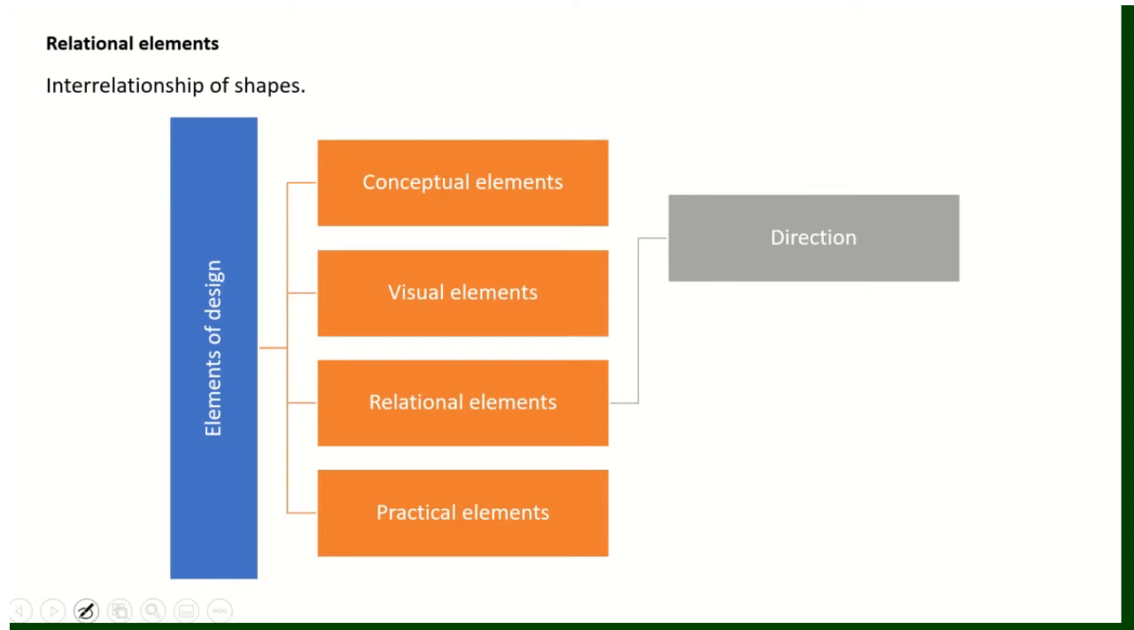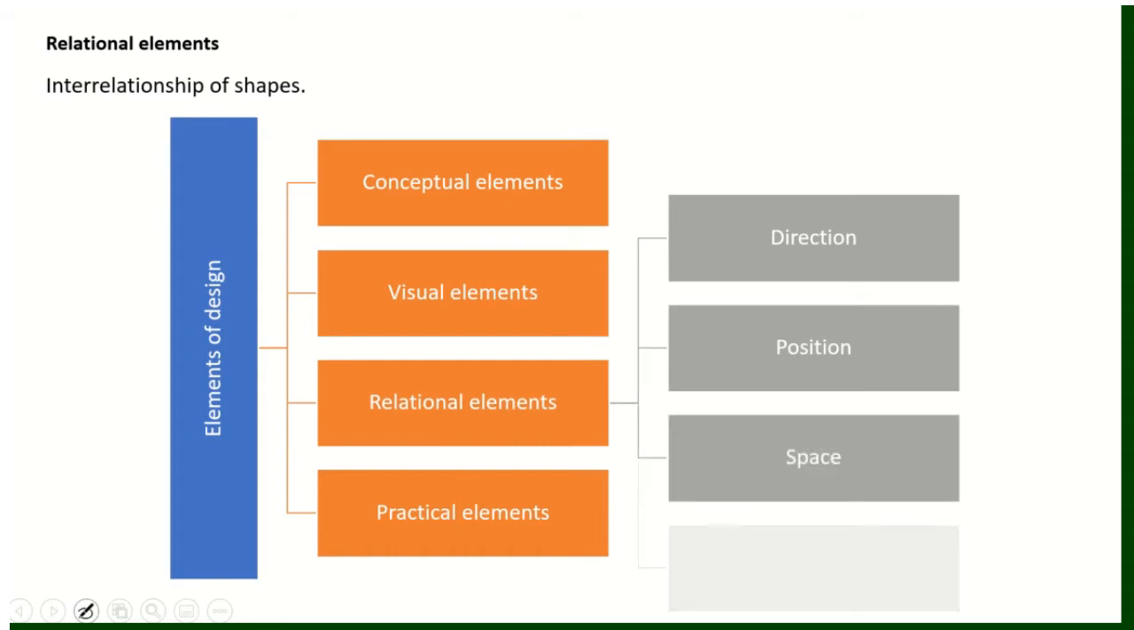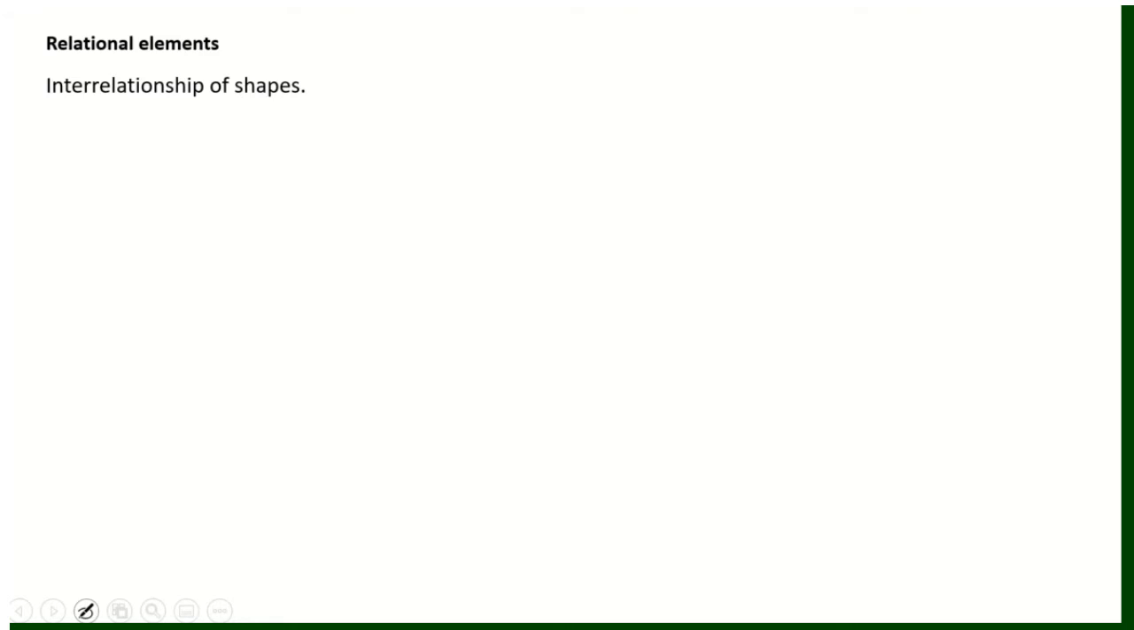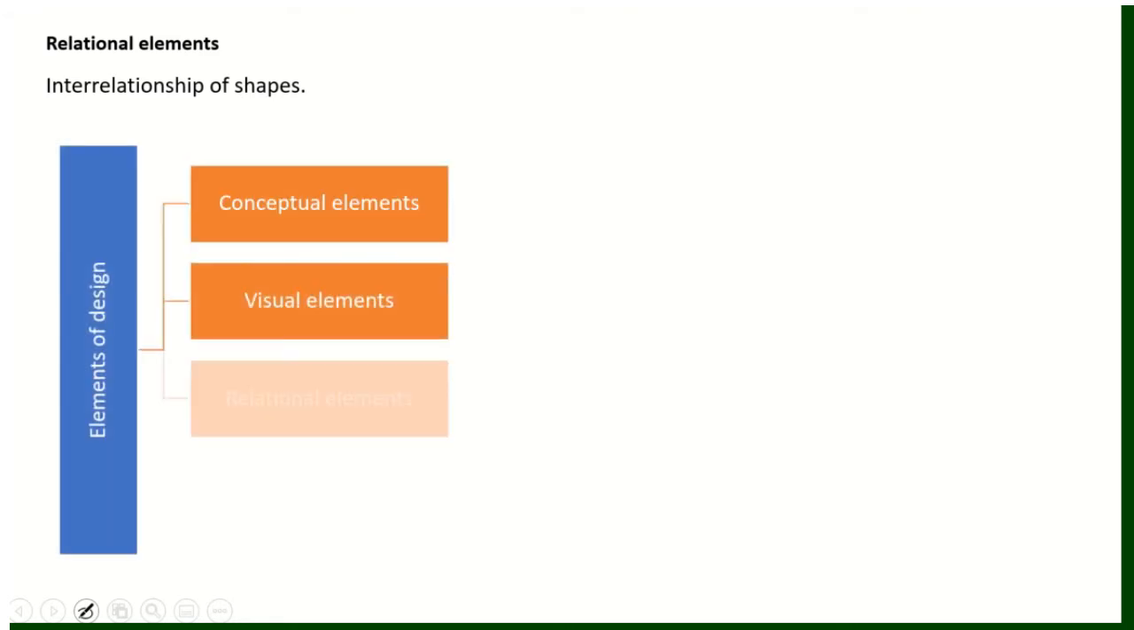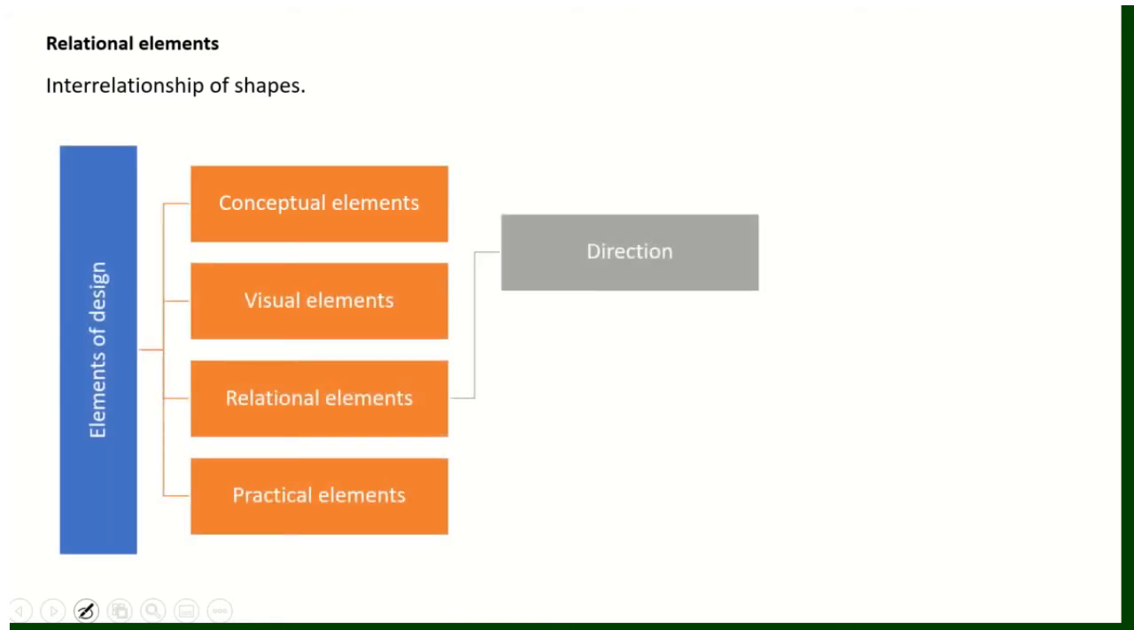The second would be position. Then space and gravity. So these two elements are to be perceived and these two elements are to be felt. Let us see how these are. Okay, so the first relational element is direction. Direction is nothing but what?